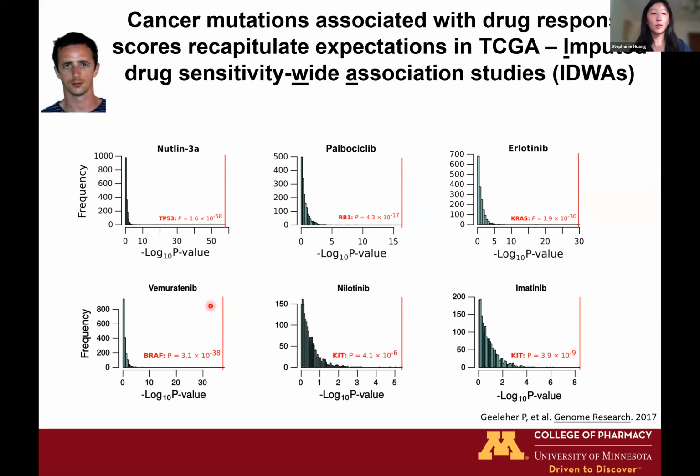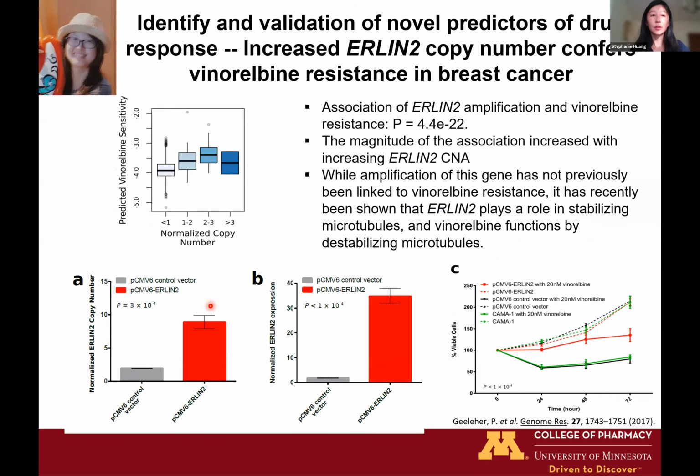Of course, it's good to have the proof of concept, but we're more interested in discovering new biomarkers. So this is one of the examples of work we've done associated with both the discovery and validation of the biomarkers. In this case, we're focusing on a drug called veneralbin. So this is a vancomycin. It's a microtubule inhibitor which has been used to treat breast cancer. In this case, we found a copy number variation, in this case, amplification of the ERLIN2 gene. The increase in copy number is associated with higher predicted scores, which suggests more resistance to this particular drug, veneralbin.